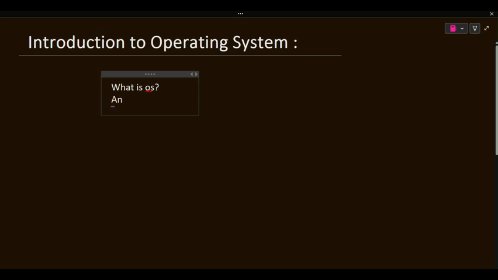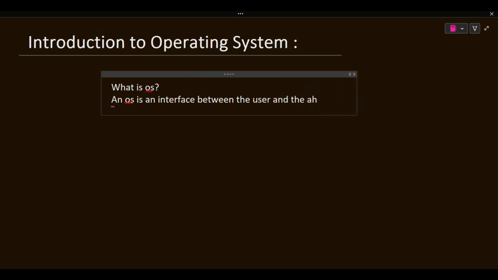An operating system is an interface between the user and the hardware. What are the functions of an operating system?